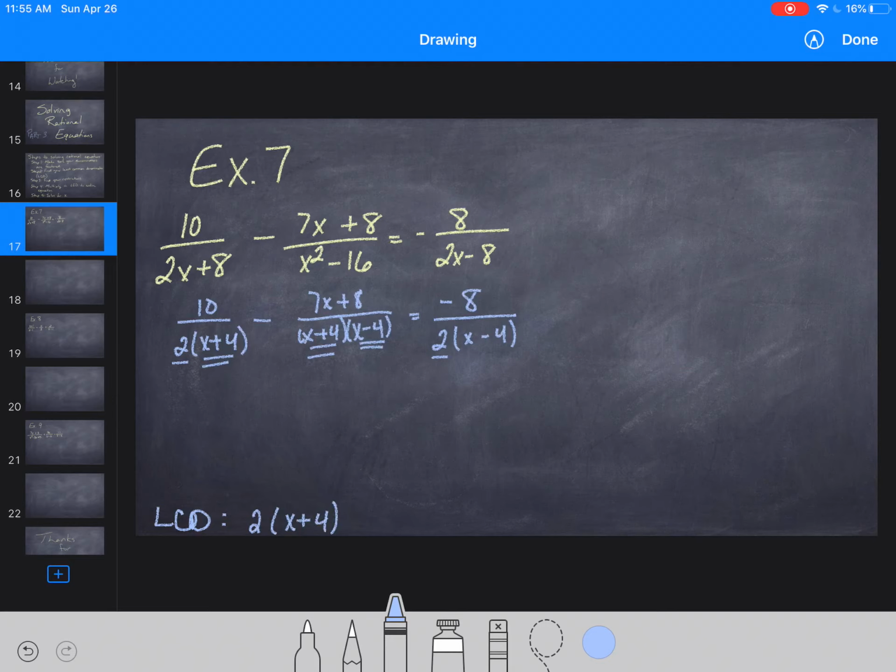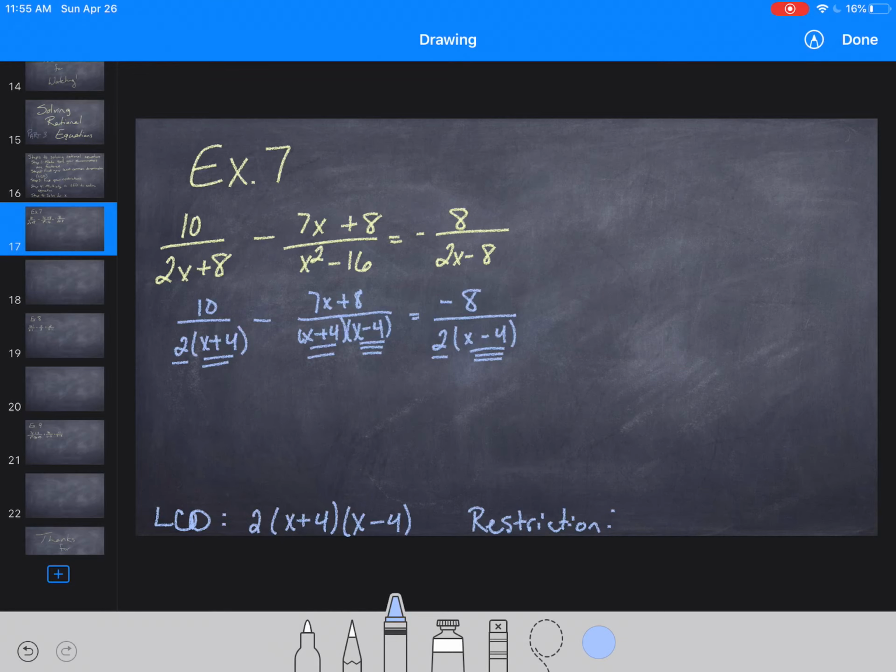I have an x plus 4 in my first fraction and an x plus 4 in my second fraction. So I must write down an x plus 4 in my least common denominator. I have an x minus 4 in my second fraction and in my third fraction. So I must include an x minus 4 in my least common denominator.